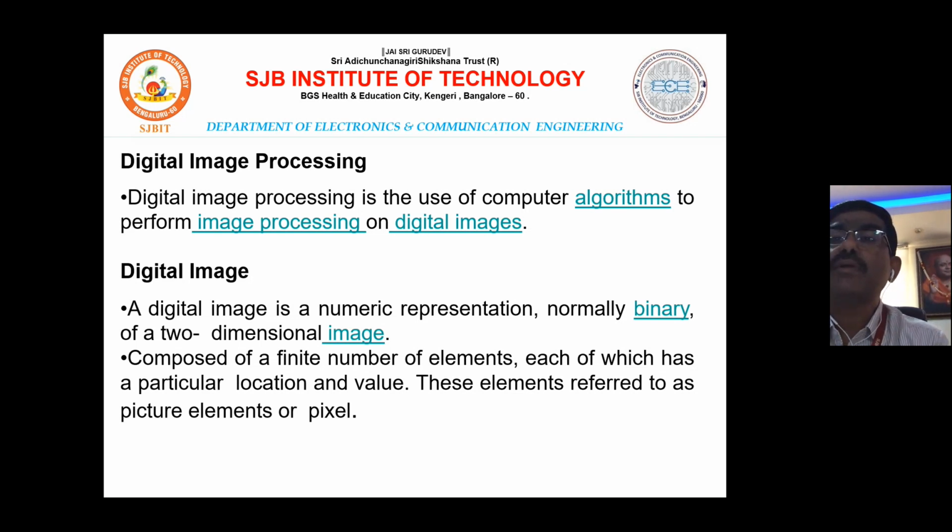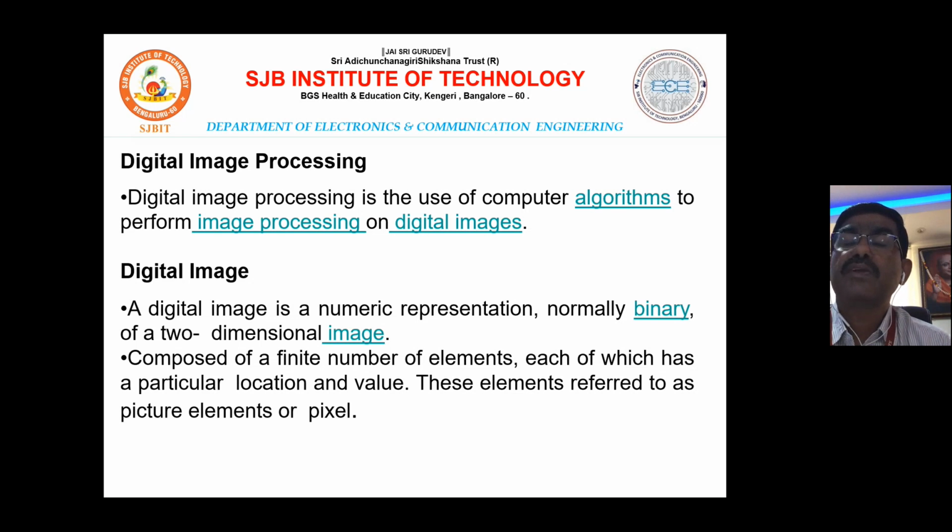This definition is very important. Now, before going to define digital image processing or digital image, the representation of image, it is a 2D image. For the analysis, what we considered is a 2D image. Digital image processing is the use of computer algorithms to perform image processing on digital images. That is the definition of digital image processing.